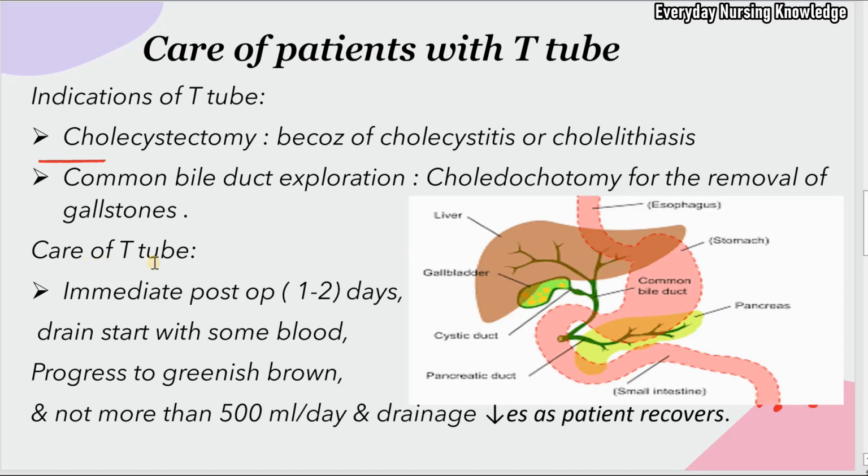Now let's see care of patients with T-tube. Immediate post-op, for 1 to 2 days, the drain starts with some blood and progresses to greenish brown, and it should not be more than 500 ml per day. If drainage increases, inform the physician, and this drainage should decrease as the patient recovers.